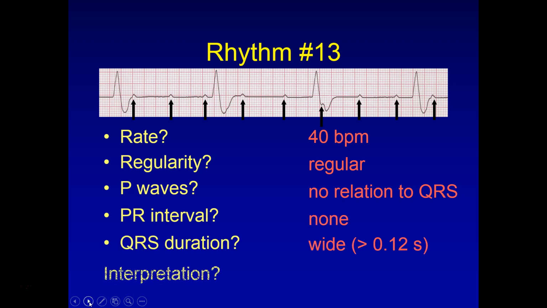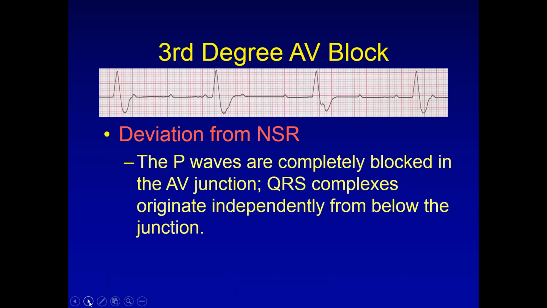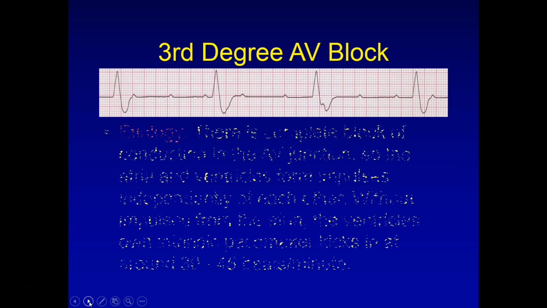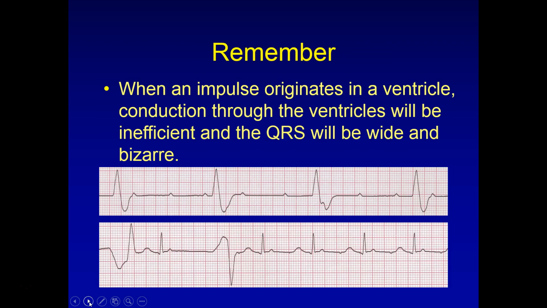And so this is just going to go through the explanation, explaining just exactly what I said. The P waves are just completely blocked. And so your ventricles just act as the heart's pacemaker and kick in at around 30 to 45 beats per minute. Okay. And so remember, when an impulse originates in a ventricle, conduction through the ventricle will be inefficient. You lose cardiac output, and the QRS will be wide and bizarre. So here you go. You have your QRSs that are too wide.